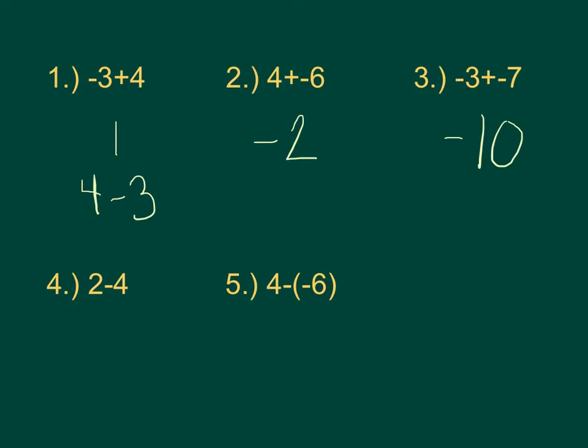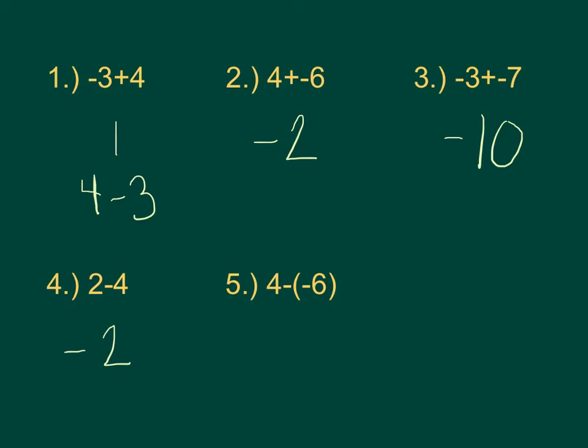Number 4, 2 minus 4. You have 1 positive, you have 1 negative. So 2 minus 4 is where you go left 4. Since the 4 is a bigger number and it's negative, we know our answer is going to be negative. So 2 minus 4 is -2. So when they're opposite signs, you can subtract the numbers and then figure out whether it should be positive or negative by which one was bigger.